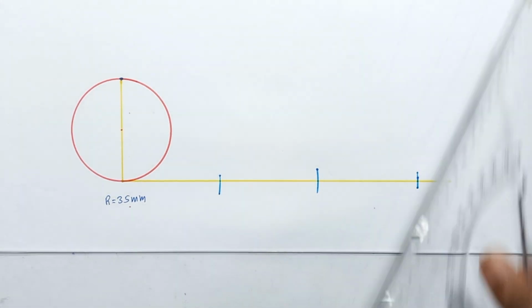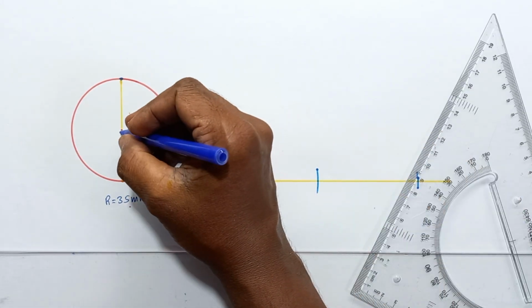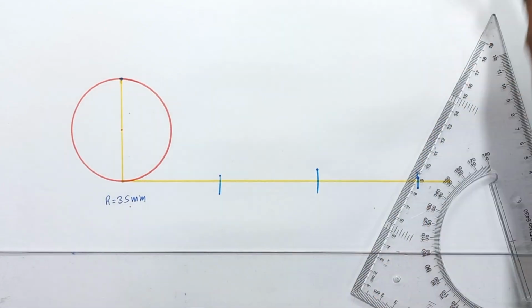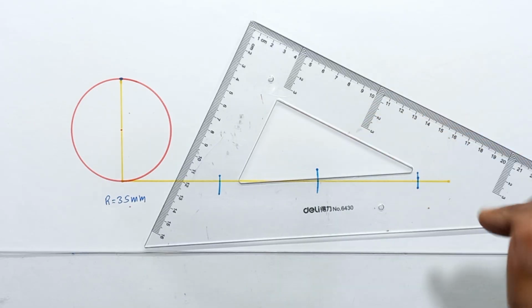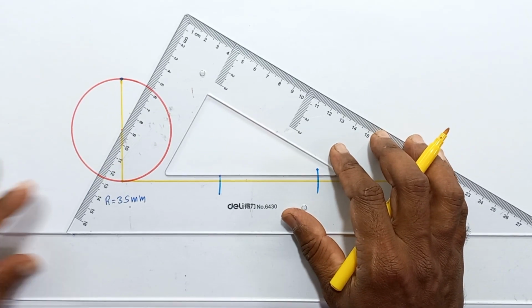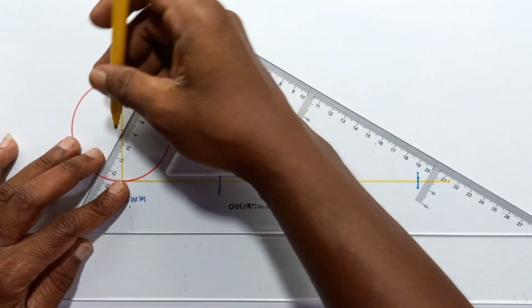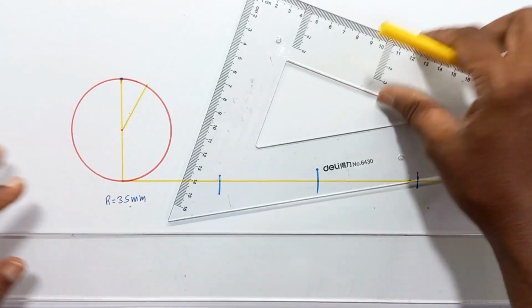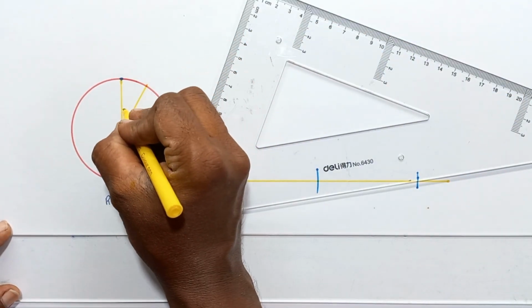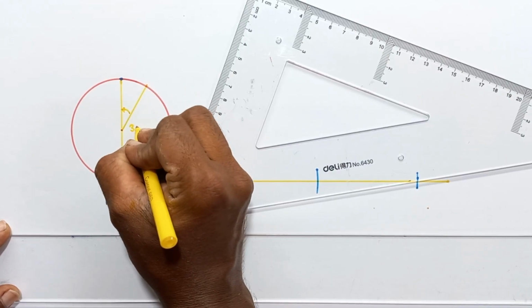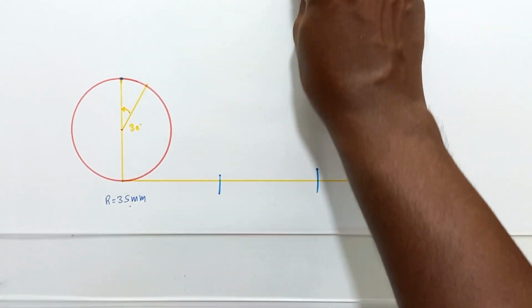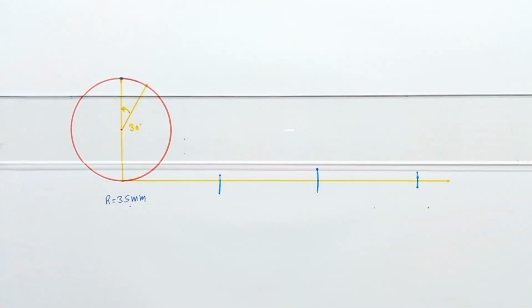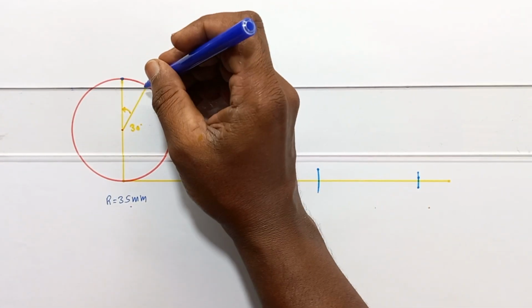Then you have to draw a 30-degree inclined angle to the vertical passing through this point. For that I'm going to use the 60-30 degree set square. Keep the set square like this, then draw a line. Take this intersection point. This angle is equal to 30 degrees. Then draw a horizontal line like this.